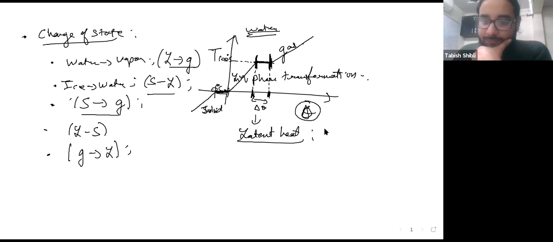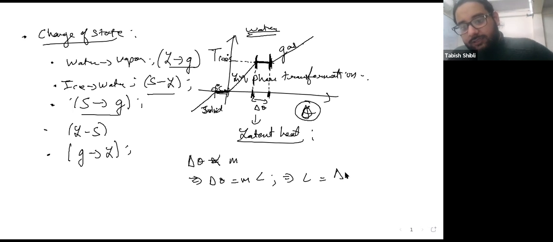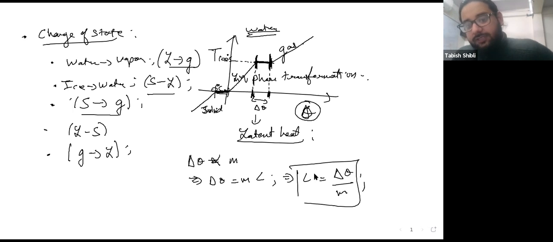And what is it dependent on? Well, it's dependent on just how much matter you have. So delta Q is proportional to M. So this implies delta Q is equal to M times some constant, which we call the constant of latent heat. Okay, तो लेटेंट हीट हमने यहाँ पे निकाल दिया, इज जस्ट एनर्जी पर यूनिट मास। इसका यूनिट्स कोई बता सकता है मेरे को?